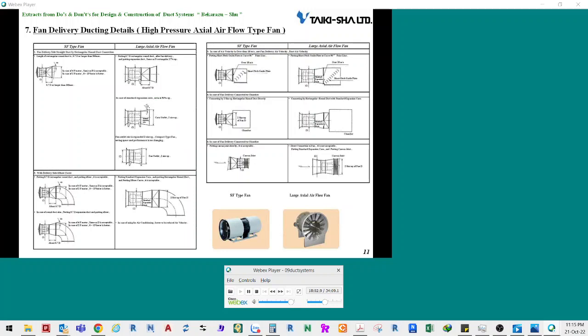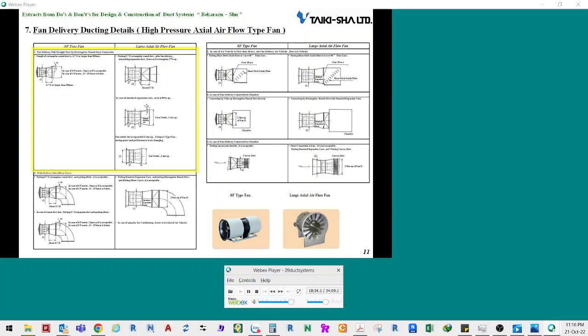The section for NJA axial fans in the technical data book provides further information. Design the area around fans by referring to this slide. NJA fans, a type of high static pressure type axial flow fan, include SF fans and large size axial flow fans. First, consider the case where a straight duct is used on the discharge side.